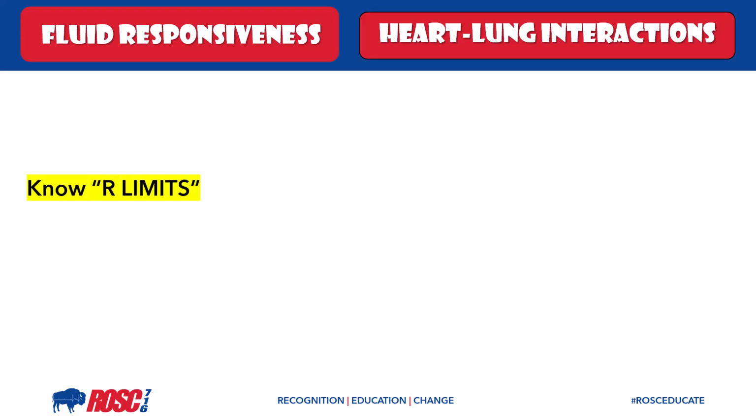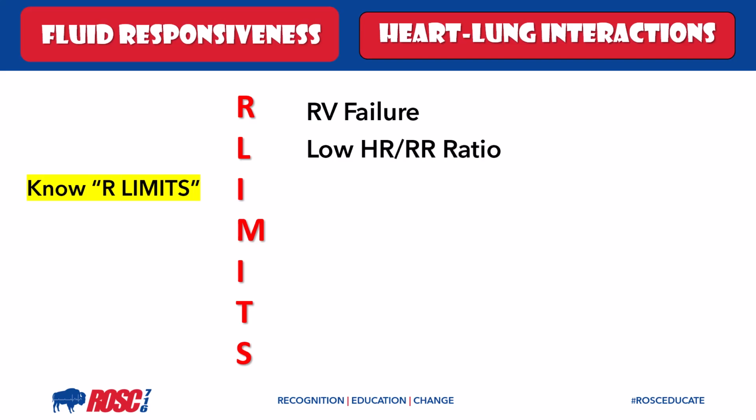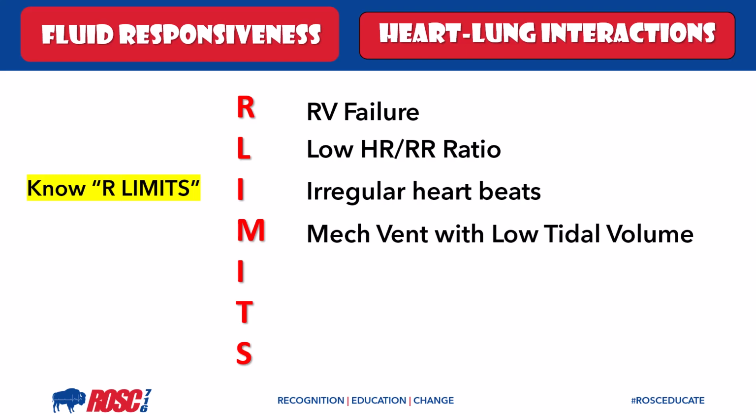Unfortunately, all heart-lung interaction hemodynamics can only be applied to a strict subgroup. In fact, there's a good amount of contraindications to using these tests. The contraindications can be remembered with the acronym LIMITS. L is for low heart rate to respiratory ratio, I is irregular heartbeats, like atrial fibrillation. M is mechanical ventilation with low tidal volume.